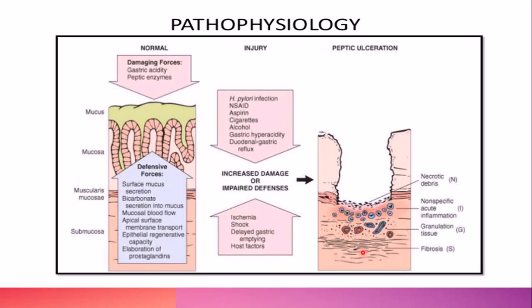So all these things are happening inside your stomach or duodenum in case of ulcer. So this is peptic ulcer formation. Pathophysiology part is clear. Now moving on to the potential complications.